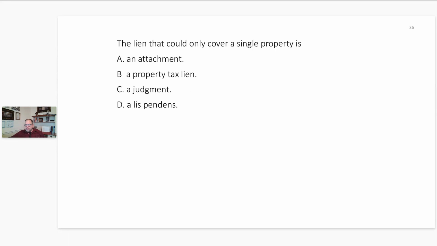Good. Single property: tax lien. If I have 5 properties and I don't pay tax on one of my properties, the county is not going to come and put liens on all my properties. They're only going to put it on the one that I didn't pay tax on. So a tax lien is considered a specific involuntary lien. Specific to the property, involuntary because the law puts it there.